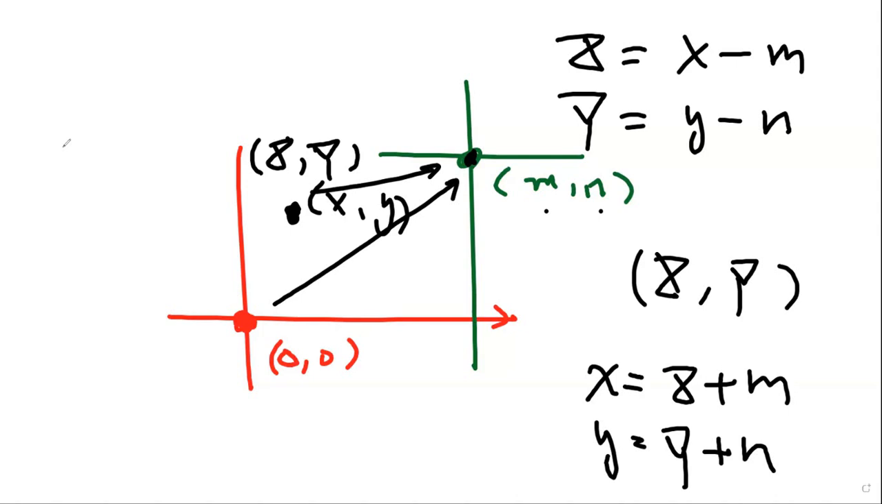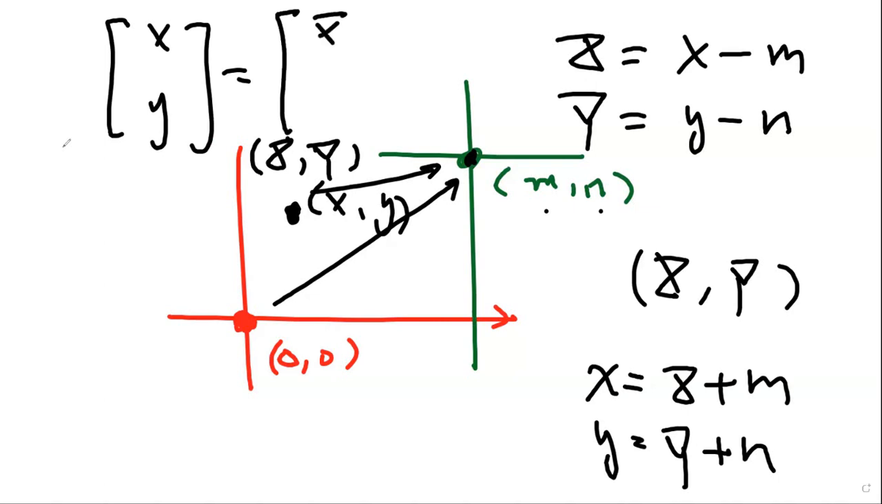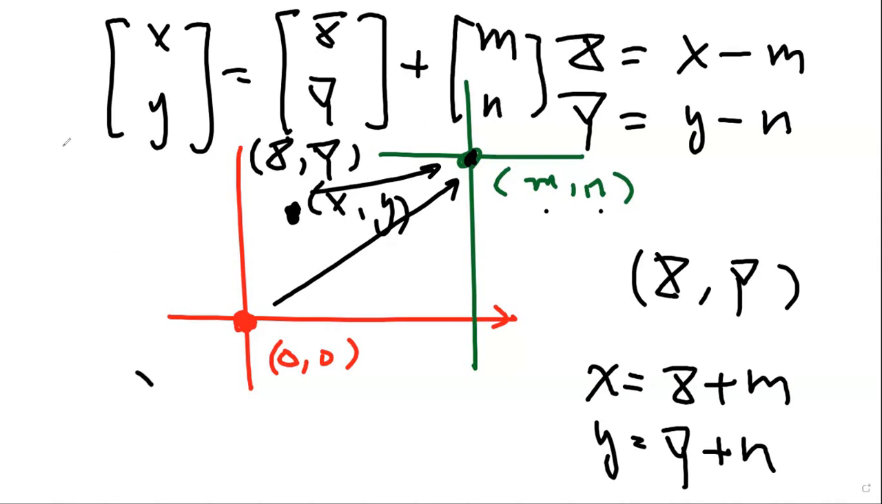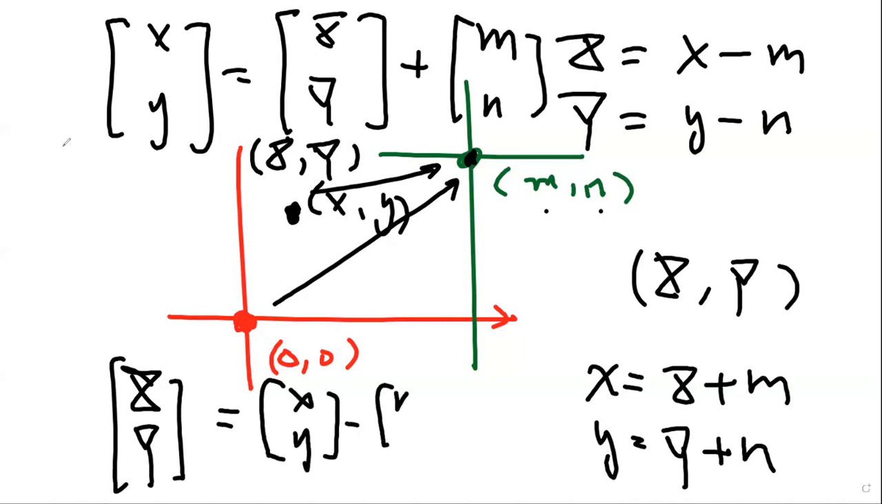Basically your xy can be written down as the big X, big Y plus a vector of mn. Or your big XY equals xy minus mn. This is because your frame moves, and this is how you calculate the vector. So that can be formulated with vectors.